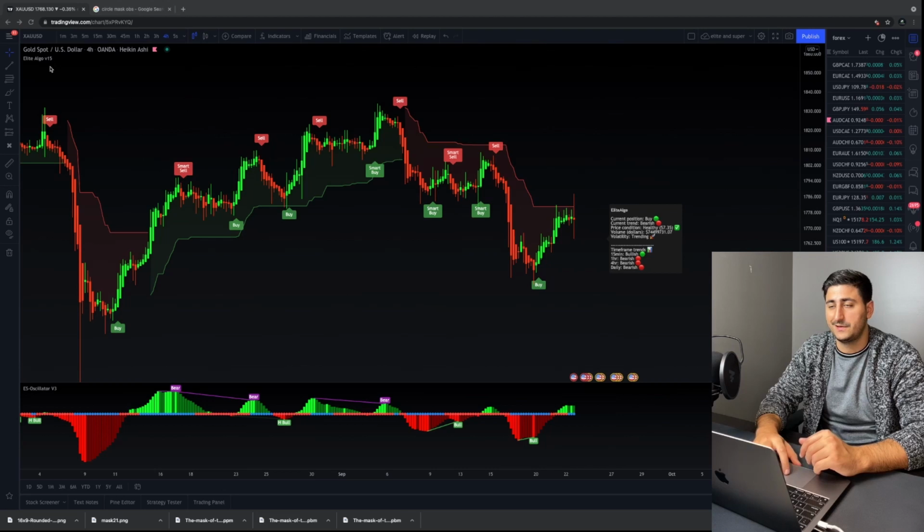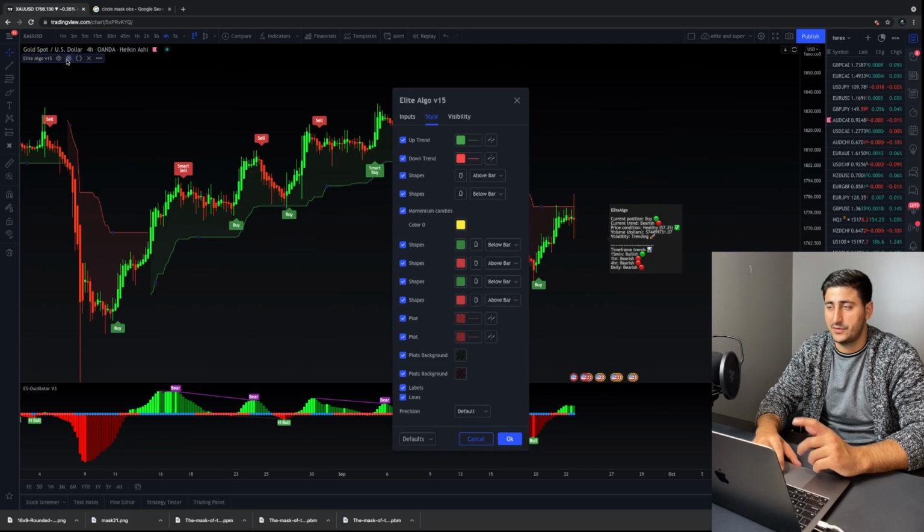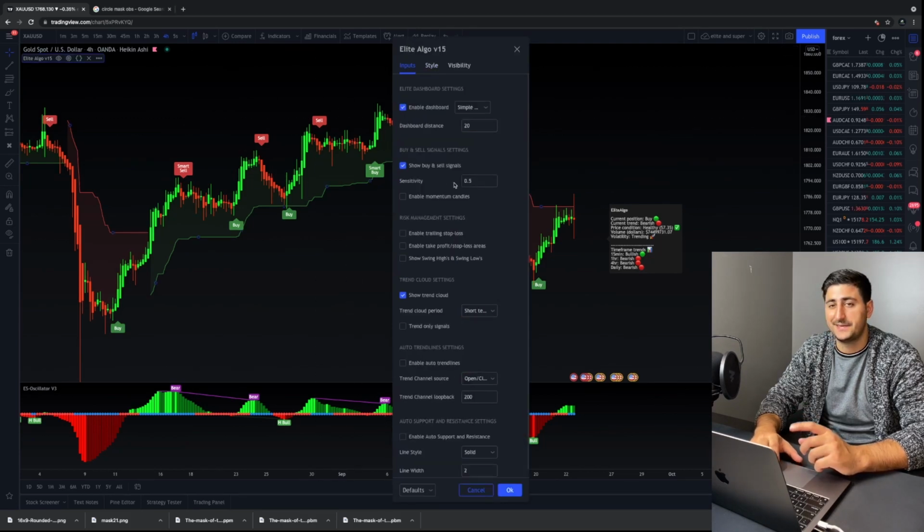First thing we're going to do is look up the gold chart over here and put the time frame on 4 hours. Next, you're going to open up Lead Algo, go to the settings by clicking the cog over here, click inputs. Your sensitivity is going to be 0.5. We're going to turn on the trend cloud, and we're going to put the short-term period on.